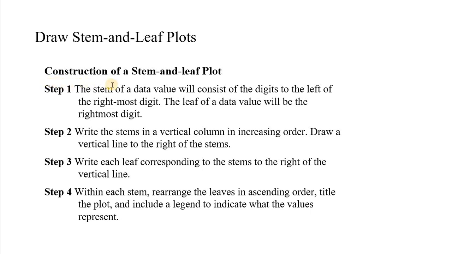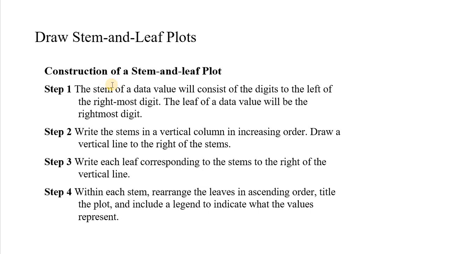To summarize, to construct a stem and leaf plot, step number 1, the stem of the data value will consist of the digits to the left of the rightmost digit. The leaf of the data value will be the rightmost digit itself. Step number 2, write the stem in a vertical column in increasing order.